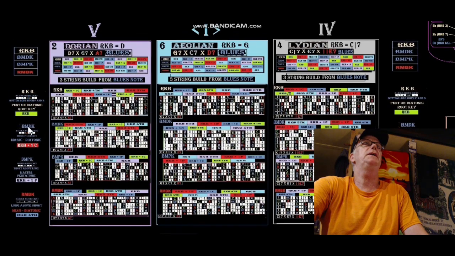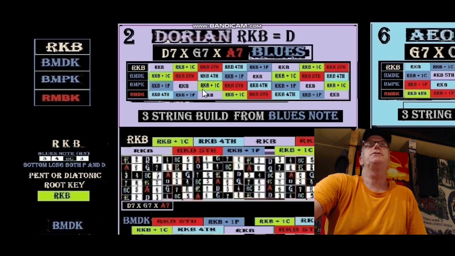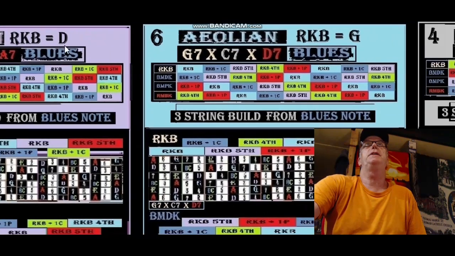We have the root key of the blues. Simply up here, we've got root key of the blues. We've got the magic key, the pentatonic key, and the mixolydian key. Okay, and this is how the cages go. These colors are justified to what blues we're doing. So in the aeolian blues, we're focusing on these color schemes.